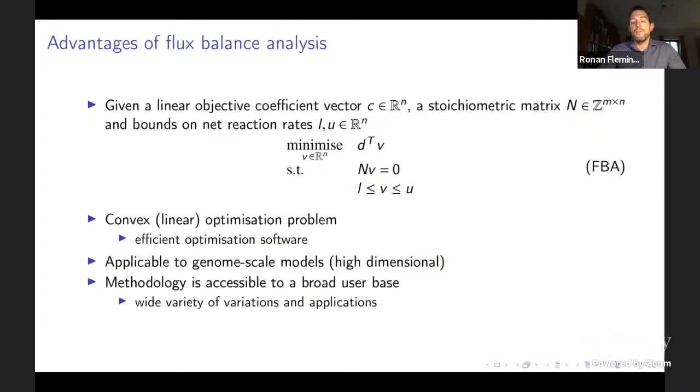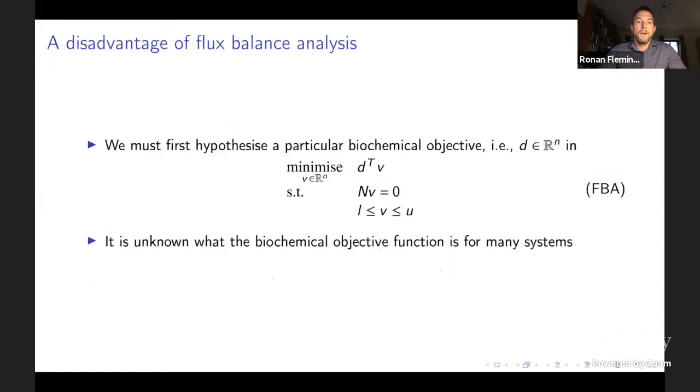The advantages of it, of course, are that you can just reuse plenty of algorithms that are already out there. It's suitable for high dimensional modeling, and it's accessible to a broad user base because it's not so complicated to understand linear optimization, even if your background is in biology. The disadvantage here is you have to hypothesize some objective.